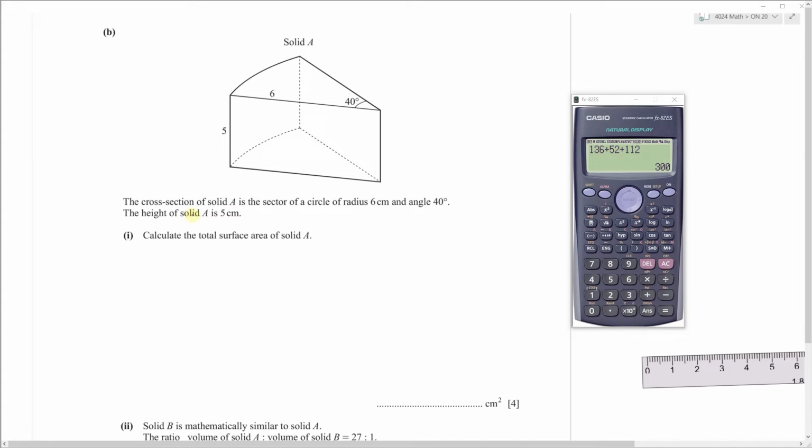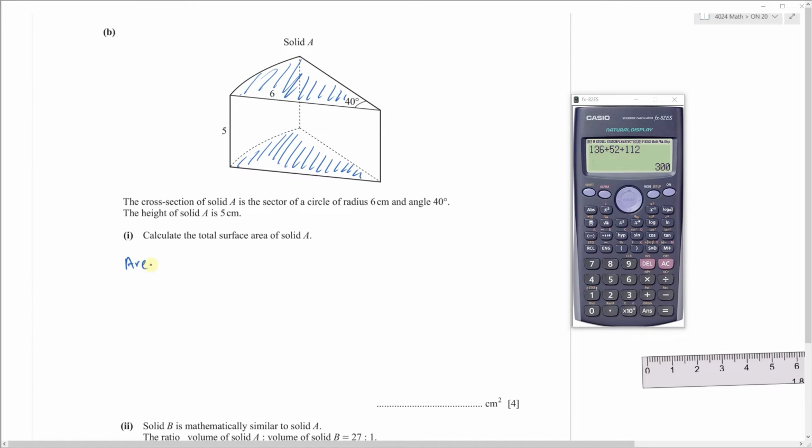Part B. The cross section of solid A is a sector of a circle of radius 6 centimeters and angle 40°. The height of solid A is 5 centimeters. Calculate the total surface area of solid A. To calculate the total surface area, we need this top part, which is a sector of a circle, and the bottom part will also be the same area.